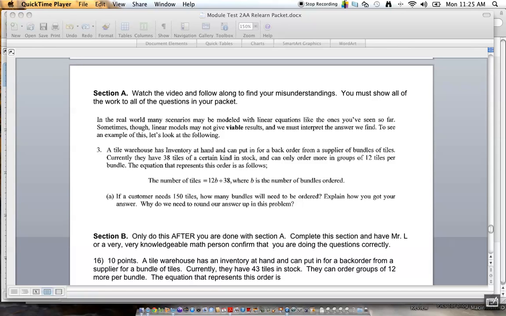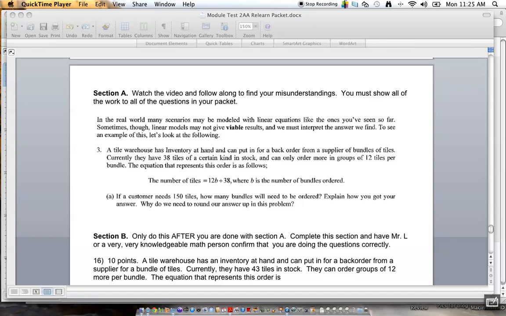A tile warehouse has some inventory on hand, but it can also put in a back order for supplier bundles of tiles. Currently, they have only 38 tiles in a particular stock, and they order in groups of 12. So you can't go in and say, I need exactly 100 tiles. You've got to buy it in sets of 12. In fact, someone put a new roof on for me, and I had some extra shingles. I have an opened pack of shingles, and they only come in 15 or 20 in a pack, because I couldn't buy the exact amount of shingles that I needed.